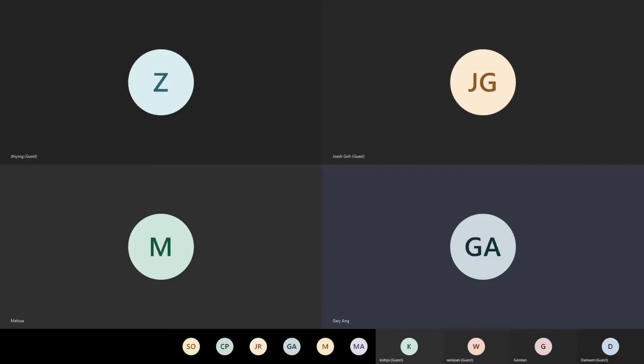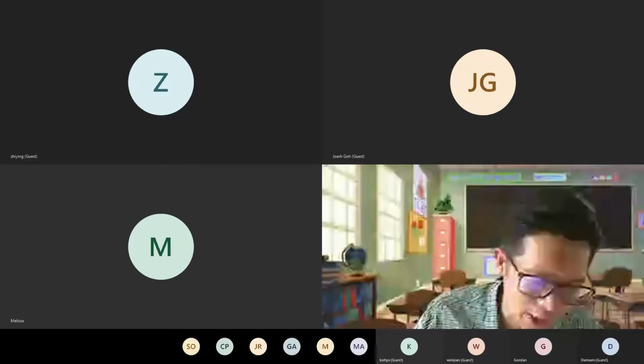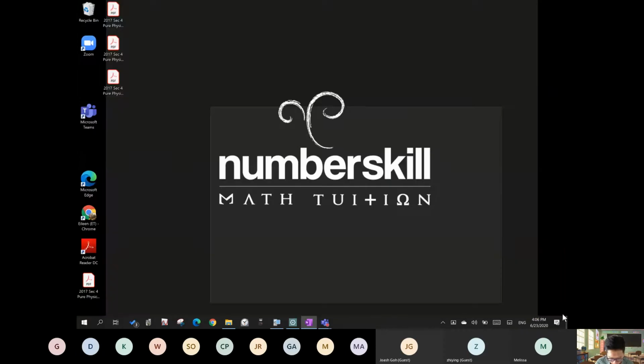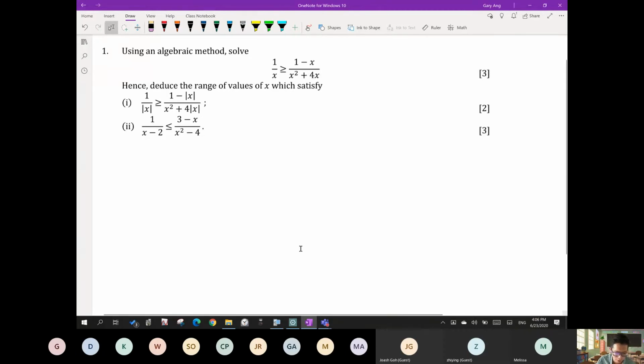Here we go. All right, so the first question is an inequality question. Now, again, I'm assuming all of you are J1s. So therefore, this kind of question is bound to come out for your test, okay? Because in J1, you don't really have a lot of tests, a lot of things to test you at the moment.